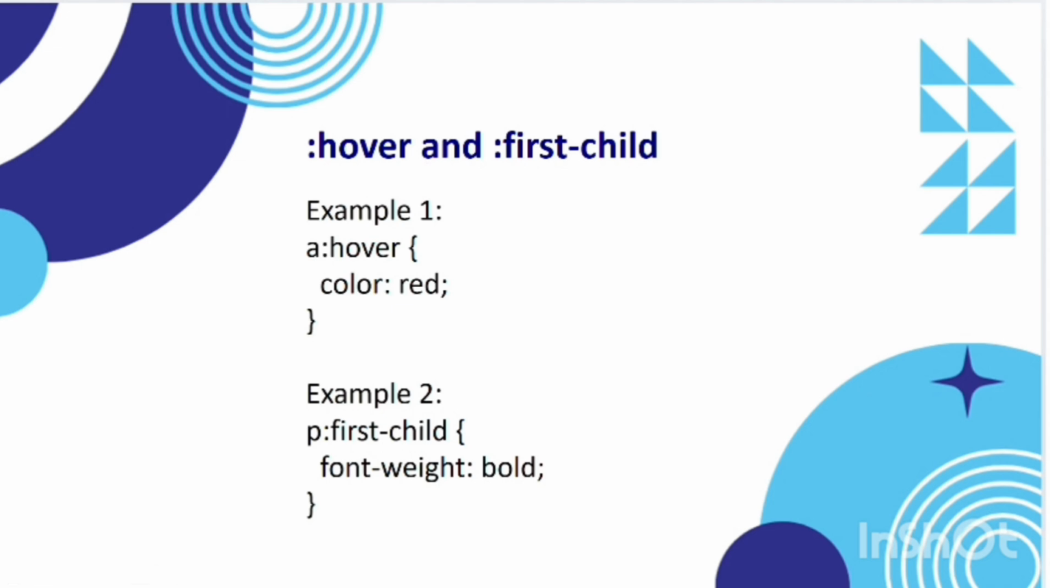Now moving to another example. P colon first child, open curly braces, font weight is bold. The expected output is that only the first paragraph inside its parent will be bold.